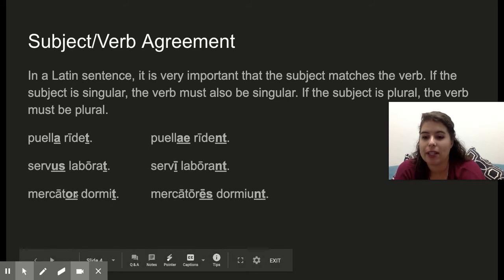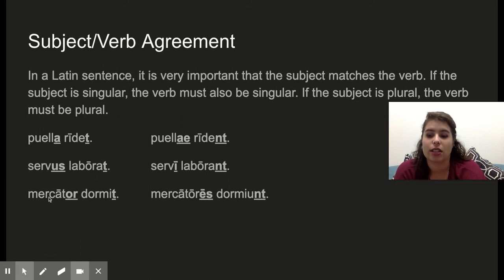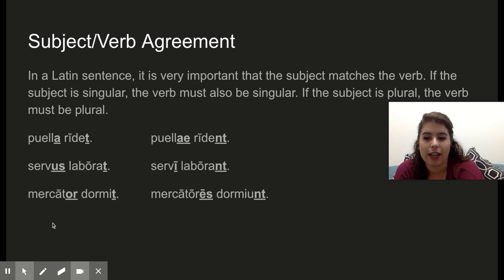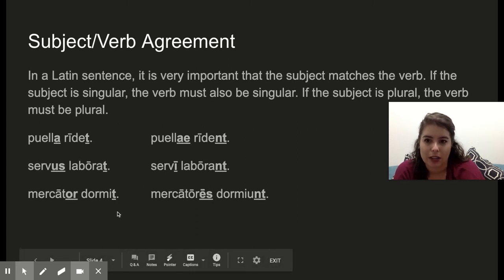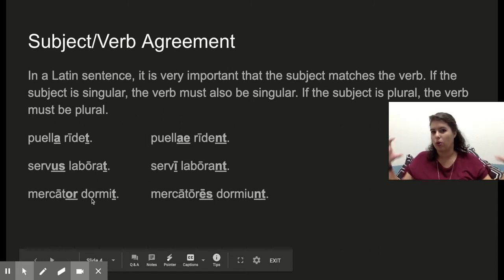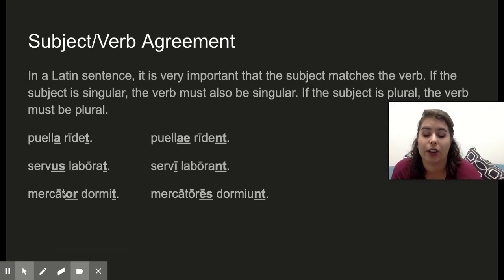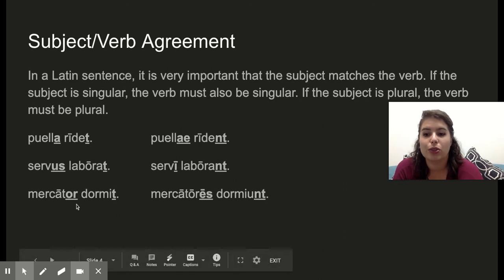And then a third declension noun example, we have mercator dormit. Our third declension nominative singular, remember there's a whole bunch of options for this one. You could change this to leo dormit, our word for lion. So the nominative singular in third declension has a bunch of options. But if you see that this dormit is a singular ending, the subject will also be singular. So this is why we want to look at the whole sentence instead of just individual parts. We have to see how the whole sentence fits together. So in this case, mercator dormit is the merchant sleeps, or the merchant is sleeping.